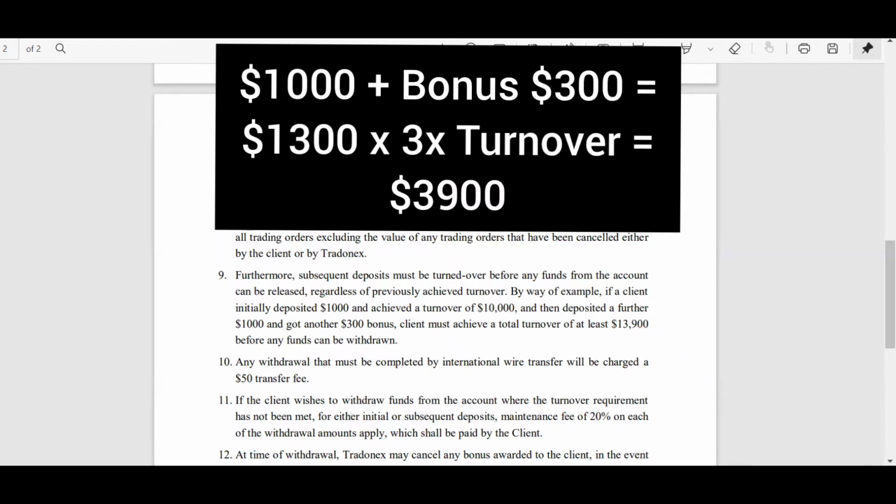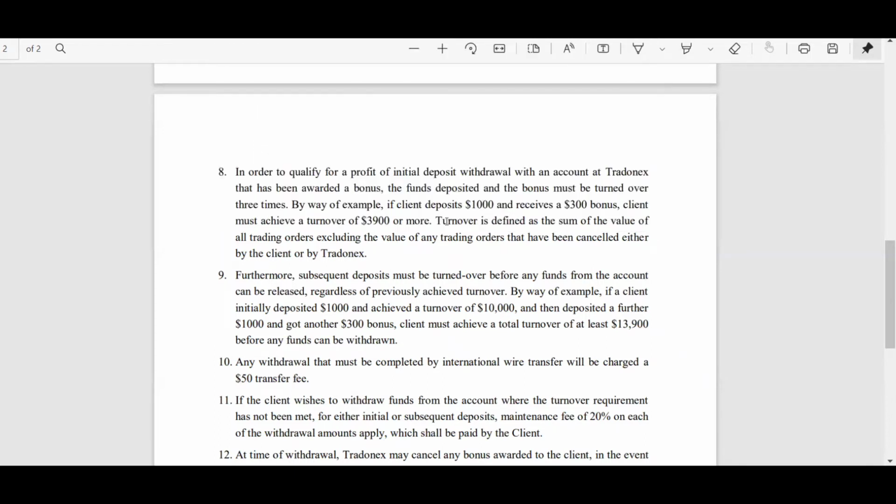Now, how does turnover work? So the way turnover works is, say you had this $1,300 and you took a $10 trade. If you lost that trade, your turnover is $10. Now, say if you won that trade and the profit was 60% and you gained $6, that means you would have $16 in turnover. Now, that's just one trade.